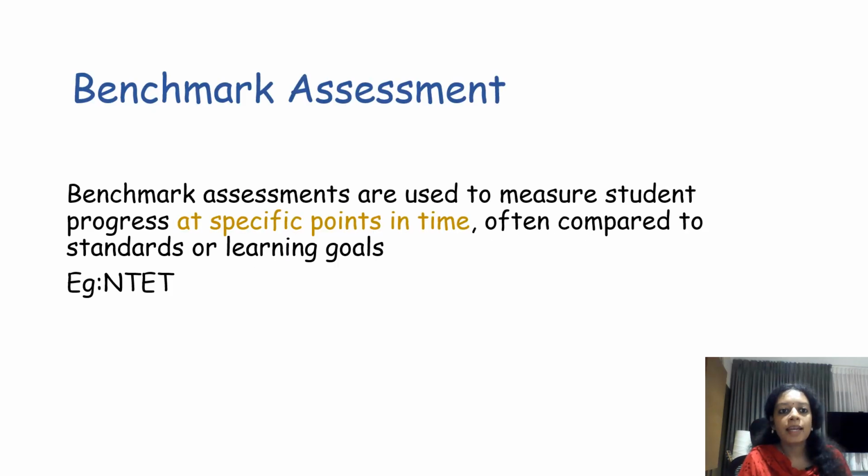That's also important. Next, coming to the benchmark assessment. Benchmark assessments are used to measure student progress at a specific point in time. It's important: at a specific point in time, they are assessing the students' progress. It is often compared to standards or learning goals. I will tell you an example. Our NTT exam, the National Teachers Eligibility Test, is an example of benchmark assessment. It ensures that teachers meet the required standard to teach Ayush doctors in our college. It may help determine if students are on track to meet the learning objectives. So that is the benchmark assessment.